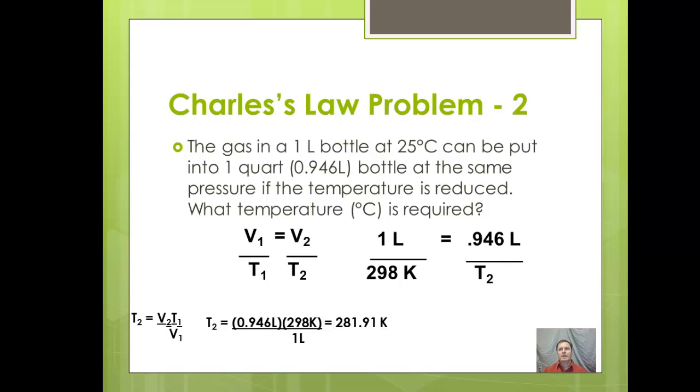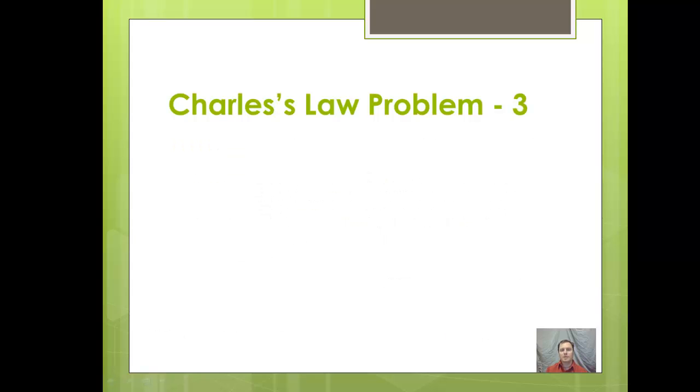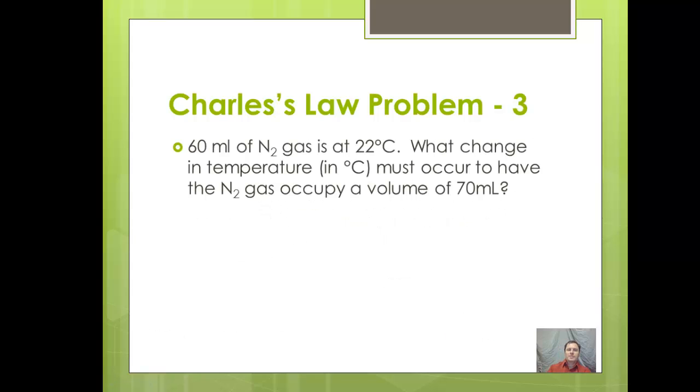Now remember, it doesn't want Kelvin, it wants Celsius. So to go from Kelvin to Celsius, we simply subtract 273 and end up with 8.91 degrees Celsius. Pretty simple there. A little more complex as far as rearranging this equation than it was with Boyle's law. Last problem for Charles. If we have 60 milliliters of nitrogen gas at 22 degrees Celsius, what change in temperature must occur to have nitrogen gas occupy a volume of 70?